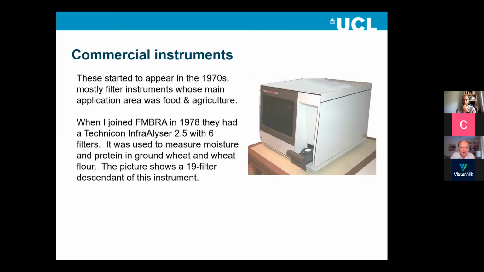And when I left university and got a proper job in 1978, I went to an outfit called the Flour Milling and Baking Research Association, which does what it says on the tin.